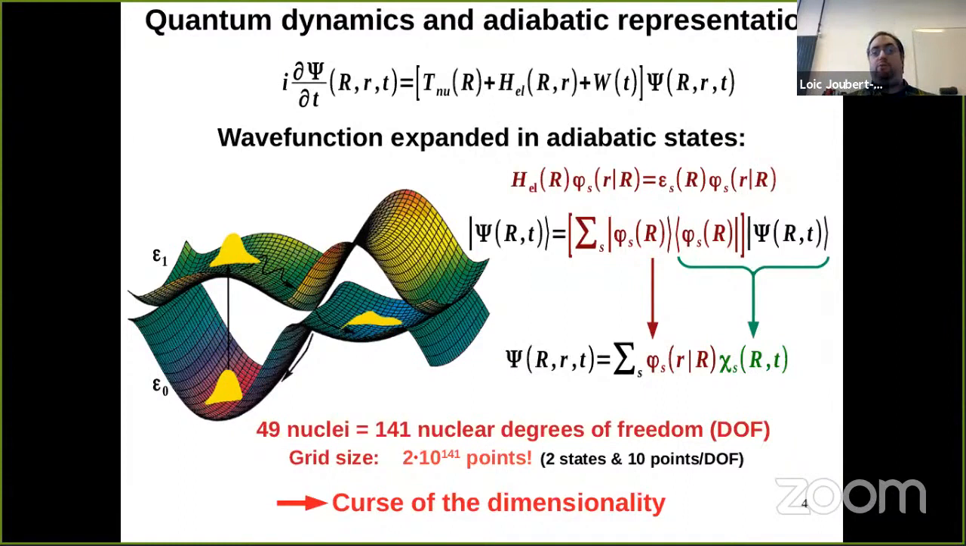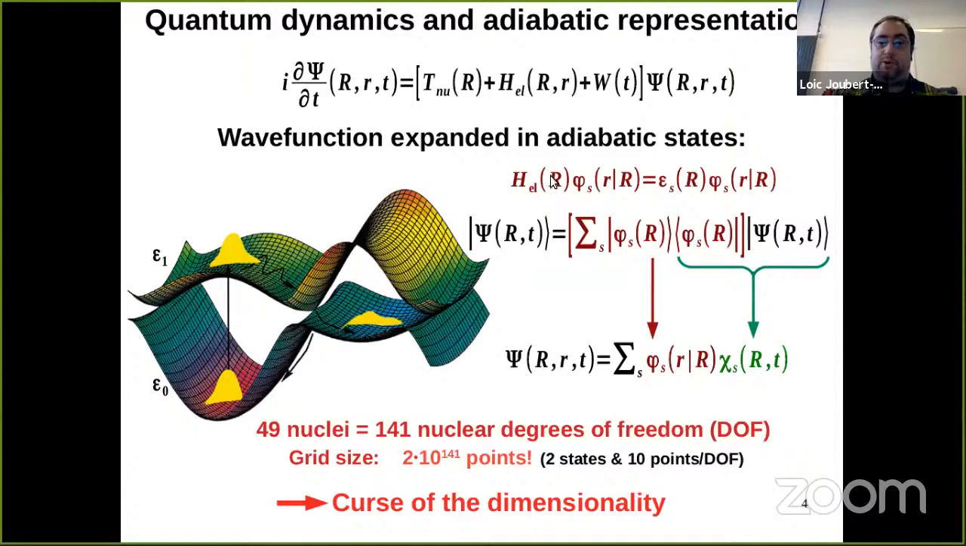The first thing we can do to reduce the complexity of this problem is by choosing a well-suited electronic basis. And since we are working on the lowest electronic states, very quickly you can think that maybe the adiabatic states are the best ones because they basically minimize the energy of the electronic states by diagonalizing the electronic Hamiltonian, and then we obtain these states that depend on the nuclear degrees of freedom, because this is parameterized here by the nuclear degrees of freedom.